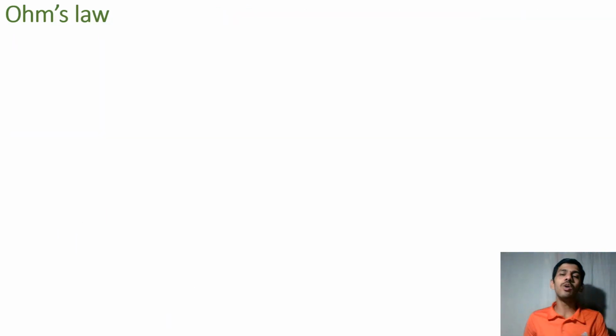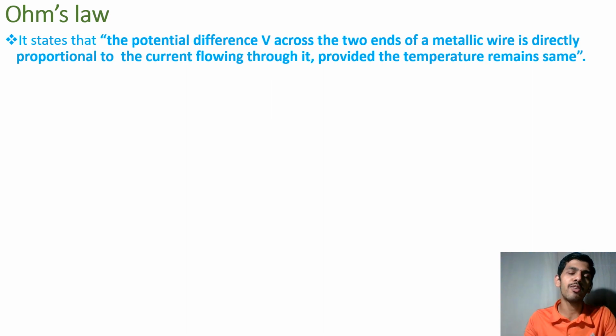Now we shall look into the statement of Ohm's law. So what does Ohm's law state? The statement of Ohm's law is, it states that the potential difference V across the two ends of a metallic wire is directly proportional to the current flowing through it, provided the temperature remains the same.